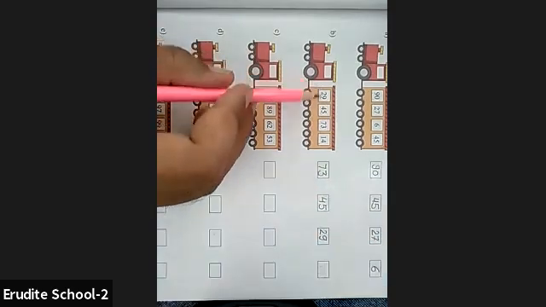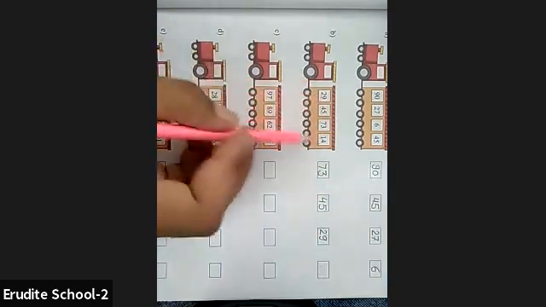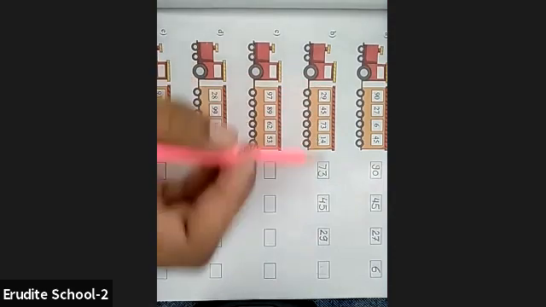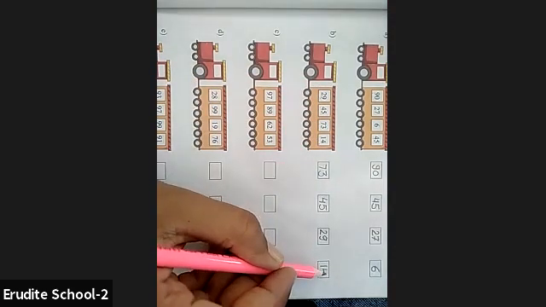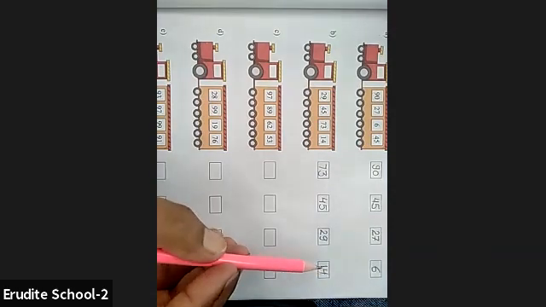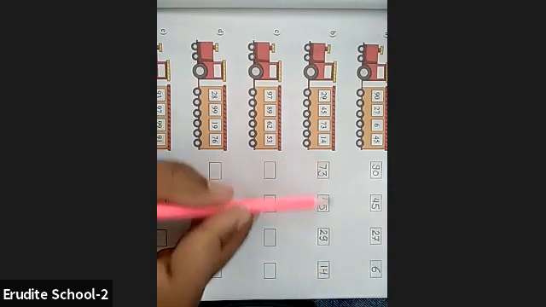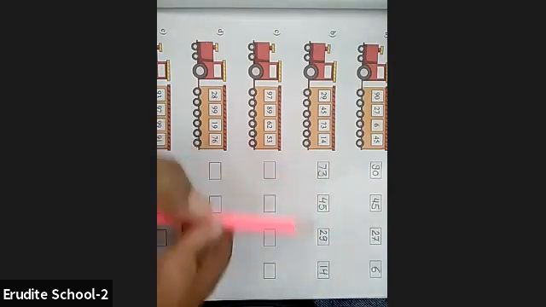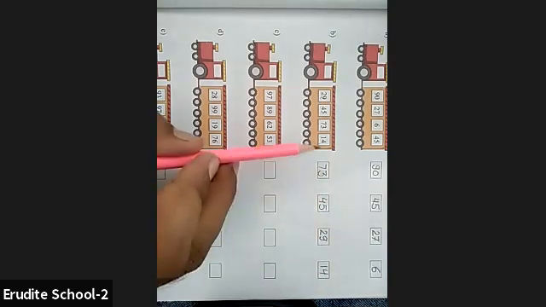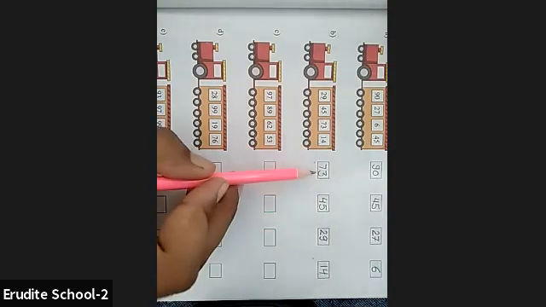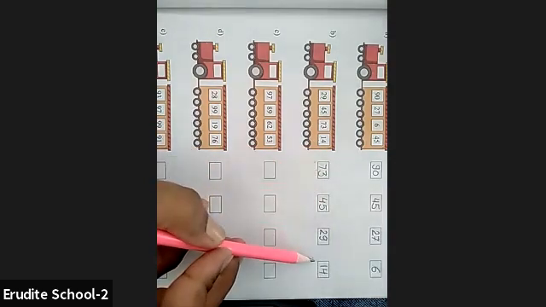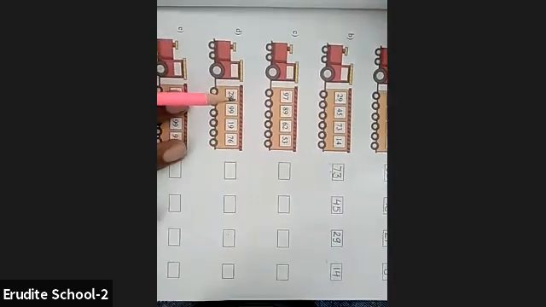And which one is the smallest number in all? 14. 1, 4, 14. So 14 is the smallest number in all. सभी में से 14 जो है वो smallest number है. So this is the descending order, greatest to the smallest. Now C.